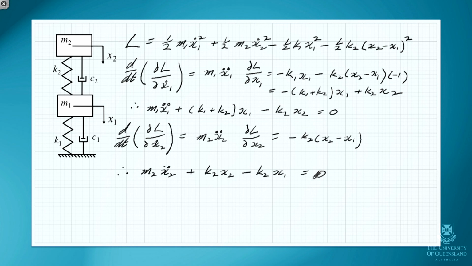Also note that the coupling terms in the stiffness are both the same, really, aren't they? The first equation's got minus k2 x2. The second equation's got minus k2 x1. In this video, we have demonstrated the use of Lagrange's equations to obtain undamped free vibration equations for a system of two masses on springs. We have demonstrated that even for this simple case, there are choices in the coordinates that we can use.